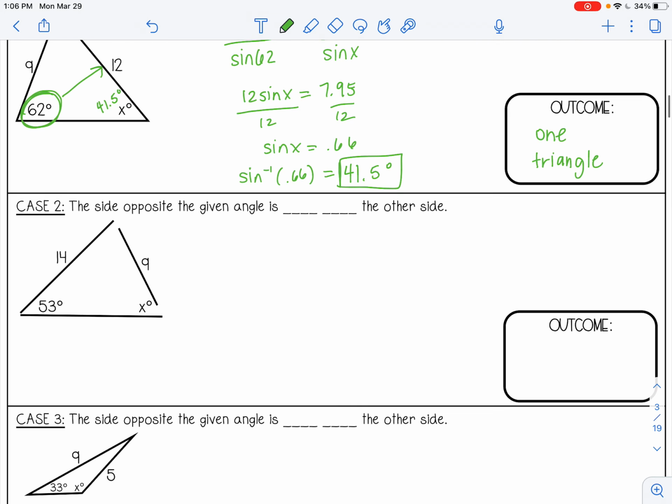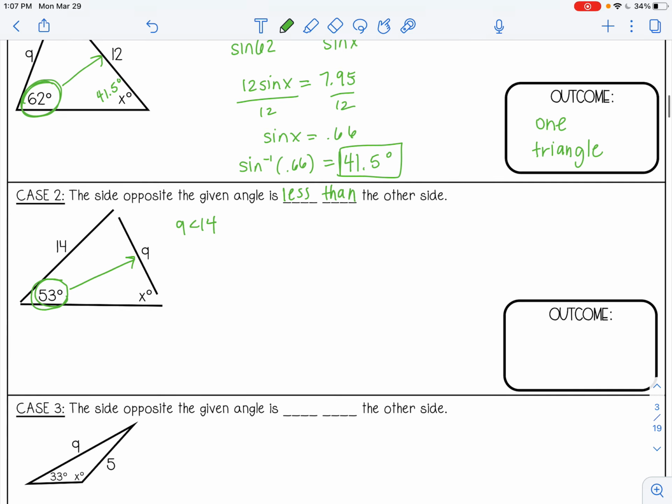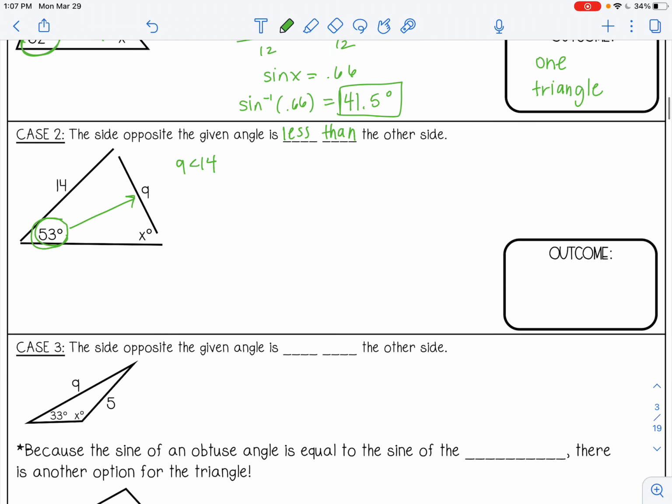Case number 2 is where the side opposite the given angle, so here's my given angle, here's the side opposite of it, it's less than the other side that we're given. So 9 is less than 14. All right, so let's go ahead and set up like normal and see what happens. 9 over the sine of 53 equals 14 over the sine of x.